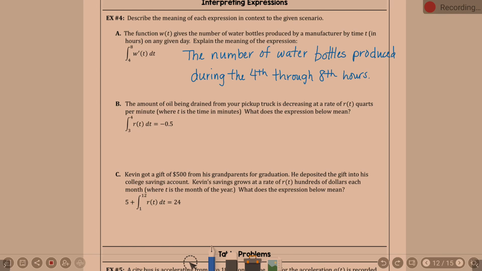Okay, you see the 3 to 4 representing the time interval of 3 to 4 minutes. R of t represents the rate that it's decreasing. Notice it's a negative 0.5, and so that's just indicating that we lost 1/2 quart of oil. So yeah, mine says between 3 and 4 minutes, a 1/2 quart of oil drained from the truck. Same idea, right? Between 3 and 4 minutes, a 1/2 quart of oil drained from the truck.